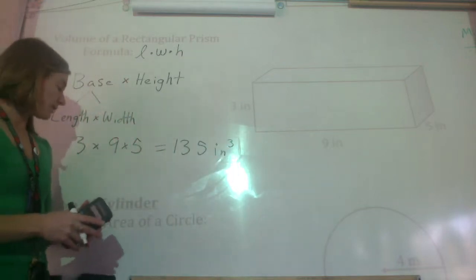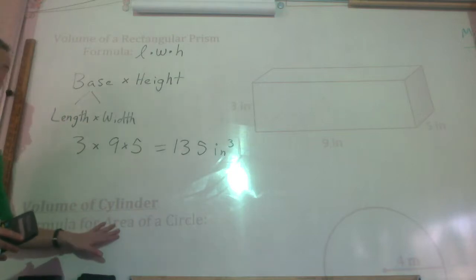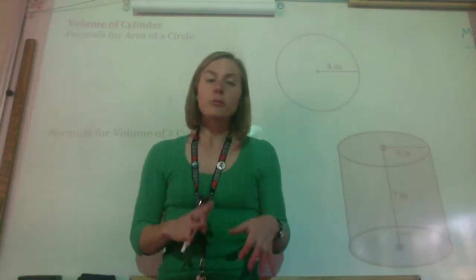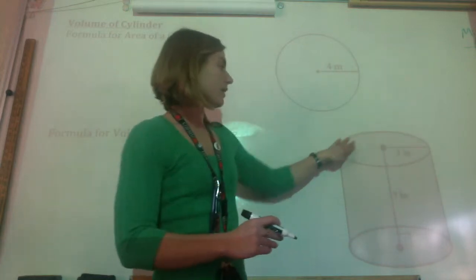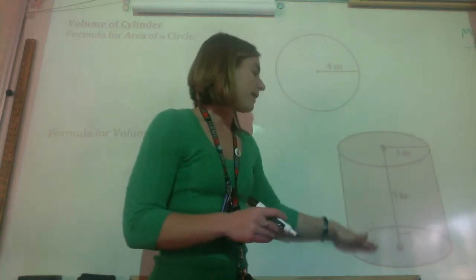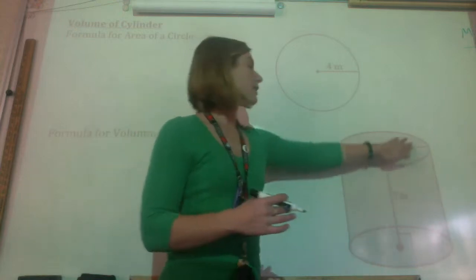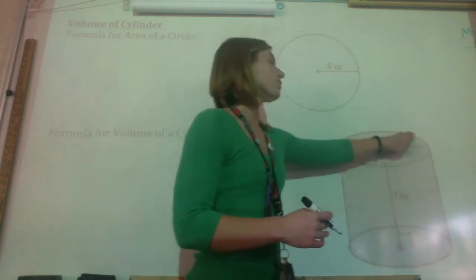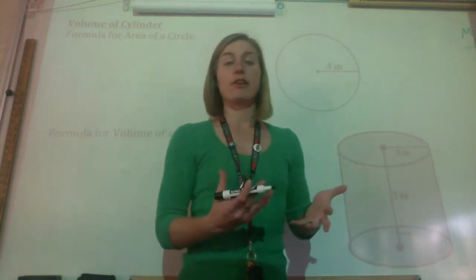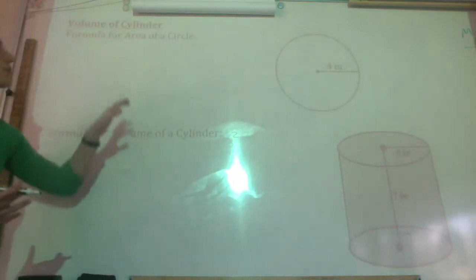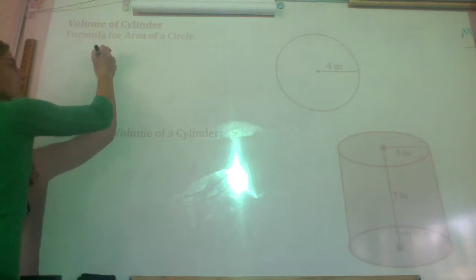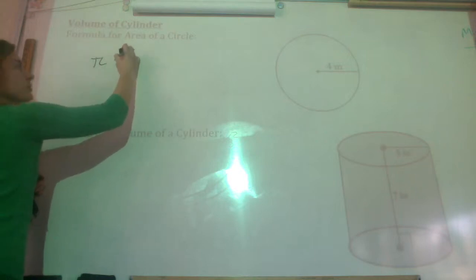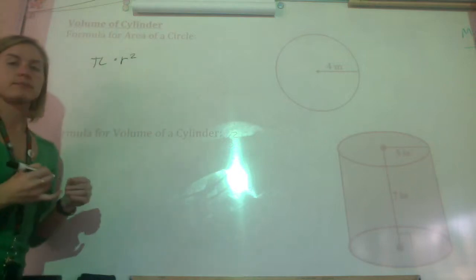So now let's move on to finding the volume of a cylinder. With the volume of a cylinder, it's extremely similar: we need to find the area of the base and then multiply it by the height. With a cylinder, the base is a circle, so we need to remind ourselves how to find the area of a circle. The area of a circle is always going to be pi times your radius squared.